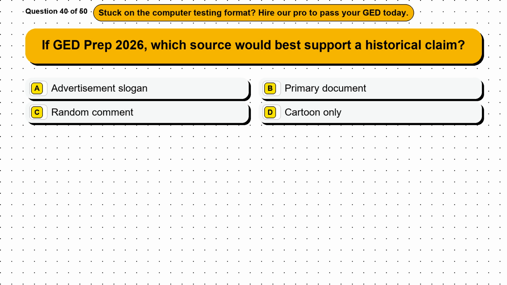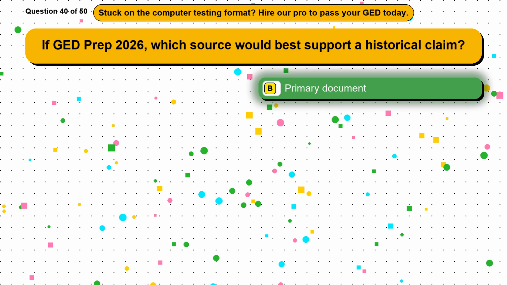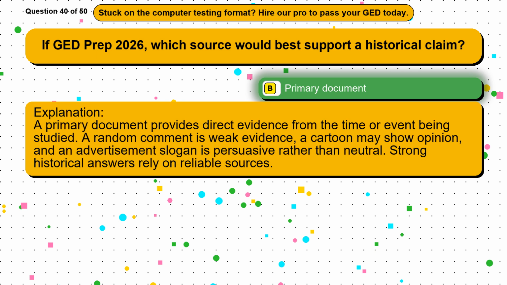Question 40. GED Prep 2026. Which source would best support a historical claim? Option A Advertisement slogan. Option B Primary document. Option C Random comment. Option D Cartoon only. The correct answer is option B, Primary document. A primary document provides direct evidence from the time or event being studied. A random comment is weak evidence, a cartoon may show opinion, and an advertisement slogan is persuasive rather than neutral. Strong historical answers rely on reliable sources.